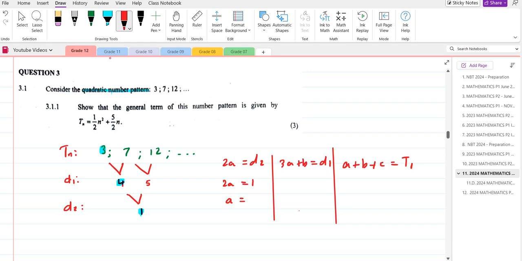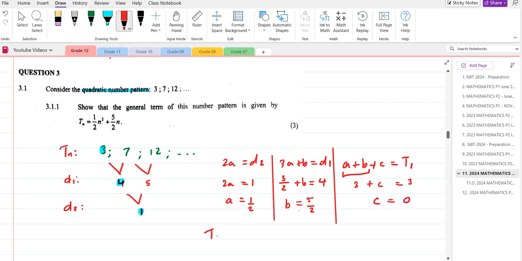Why 1? There's your difference 2. Now a is half, so 3 times half is 3 over 2, plus b is equal to difference 1. What is difference 1? 4. And 4 minus 1.5 is 2.5, so b value is 5 over 2. Now if I take half plus 5 over 2, I will get 3. 3 plus c is equal to 3. So therefore c is equal to 0.